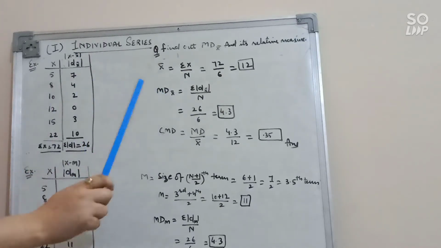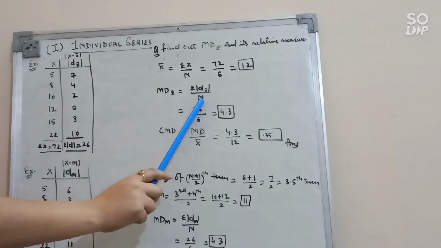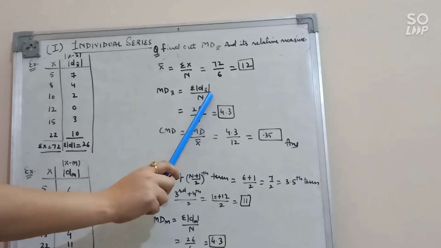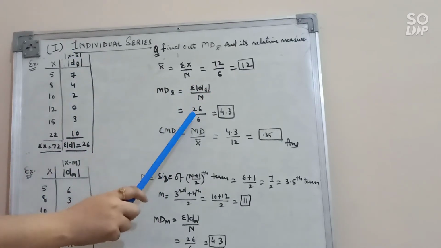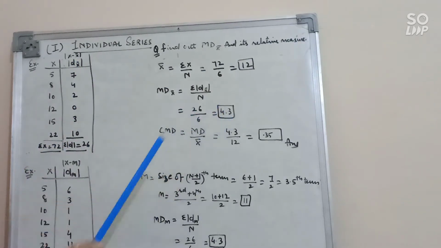So the formula: mean deviation from mean is equal to sigma d upon n. Here you will again write mean, which shows that you are calculating deviation from mean. So sigma d, the total of this column, is 26, upon n, the number of items in the individual series. The number of items is 6. So 26 divided by 6 we have 4.3. Clear? So in this way we can find out mean deviation.